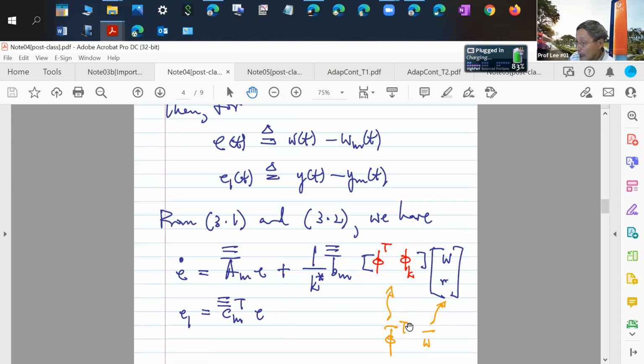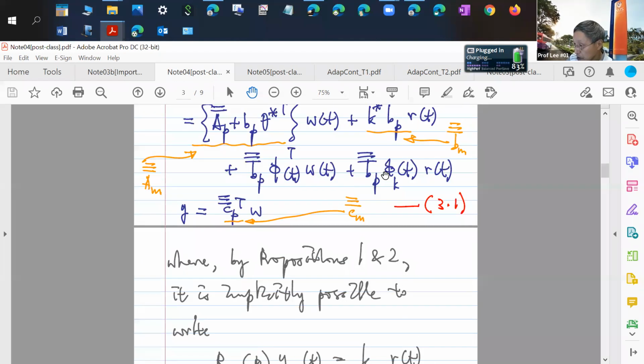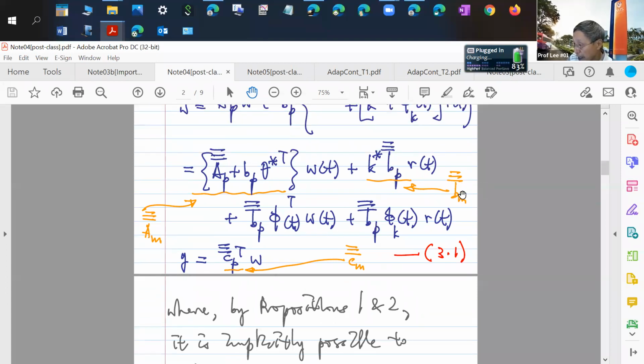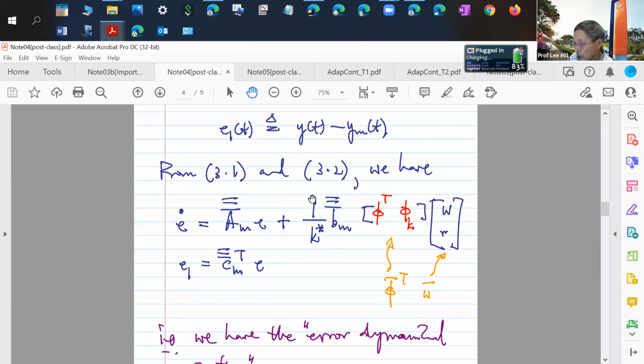So remember, it is B_P triple bar down here. If you track that carefully, A_M triple bar, C_M triple bar down there, and this is B_P triple bar. But you also know that B_P triple bar is related back to B_M triple bar as K star B_P triple bar equals B_M triple bar. So now we will rewrite it in terms of B_M triple bar, which is how the 1 over K star comes out when we put back the B_M triple bar. So be very careful.